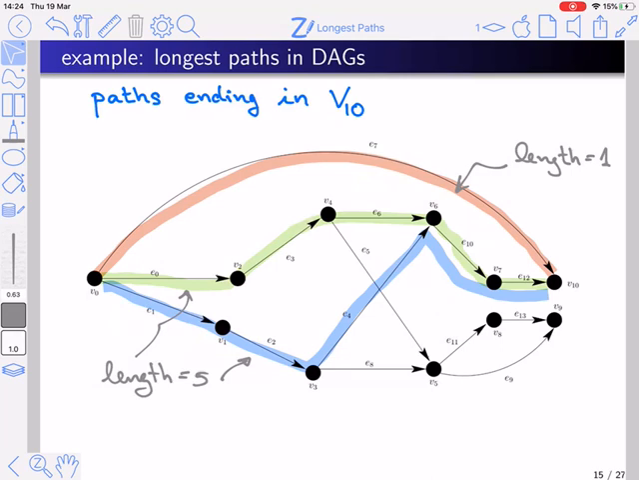You may ask, is there a path that ends in V10 whose length is greater than 5? And you can verify that that is not possible. Therefore, these 2 paths, the green path and the blue path, are longest paths that end in V10.